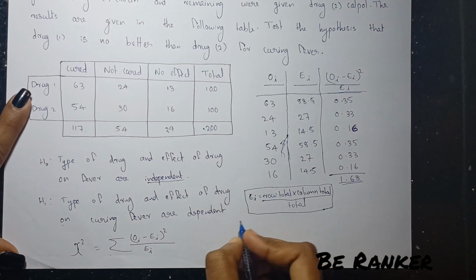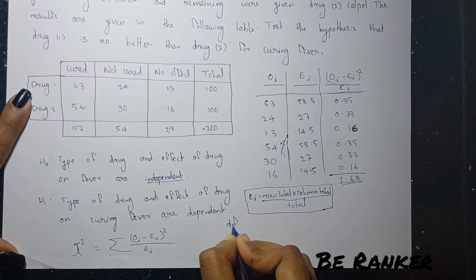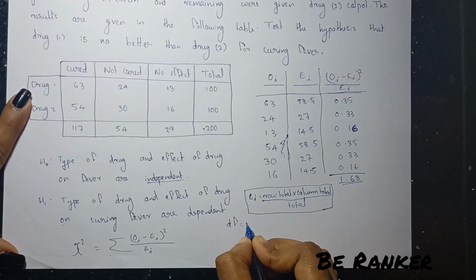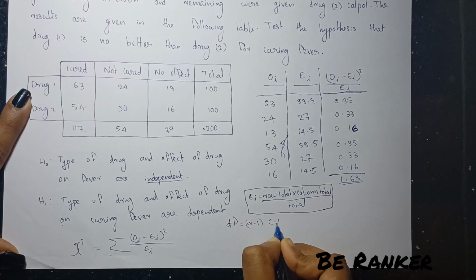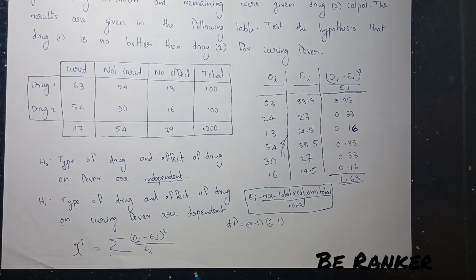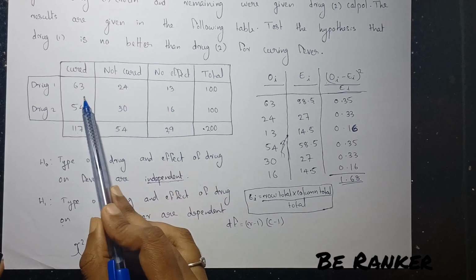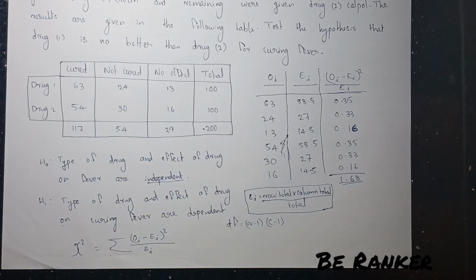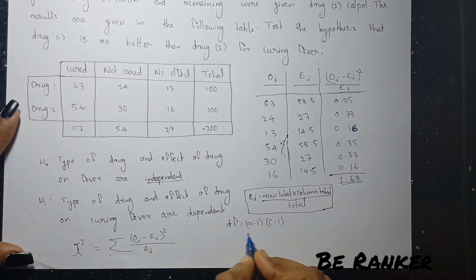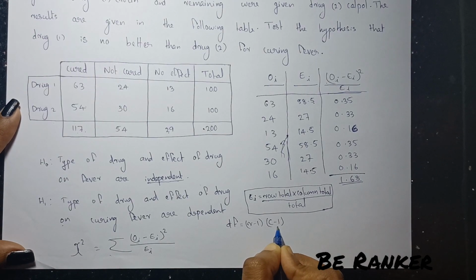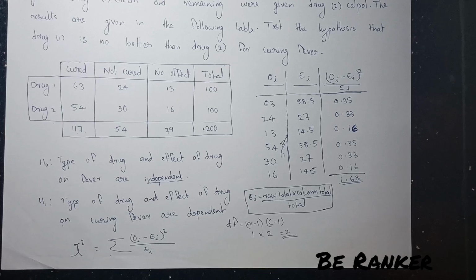Next, we want to find the degrees of freedom. DF, degrees of freedom, is (R minus 1) into (C minus 1). Here R is 2, they have 2 rows, and C is 3, they have 3 columns. So R minus 1 into C minus 1, that is 2 minus 1, 1, into 3 minus 1, 2, is equal to 2. So the degrees of freedom is 2.